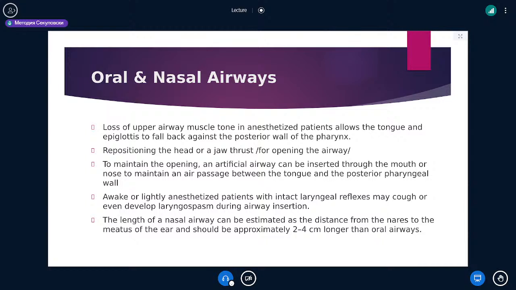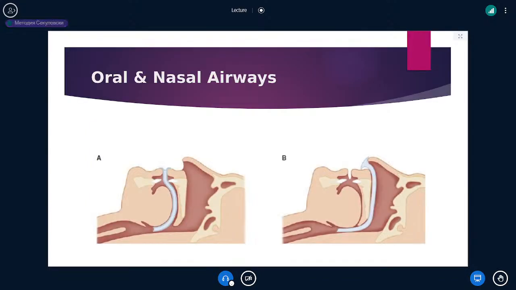An awake or lightly anesthetized patient with intact laryngeal reflexes may cough or even develop laryngospasm during airway insertion. About the oral and nasal airways, you can see in picture A and picture B. Here we're working with the oral airways. You can see how to place them in the patient. All doctors must know how to put in oral or nasal airways in a lot of situations, in the emergency room or when you're with a cardiologist or another specialist. You must know at minimum how to put the oral airway in the patient.